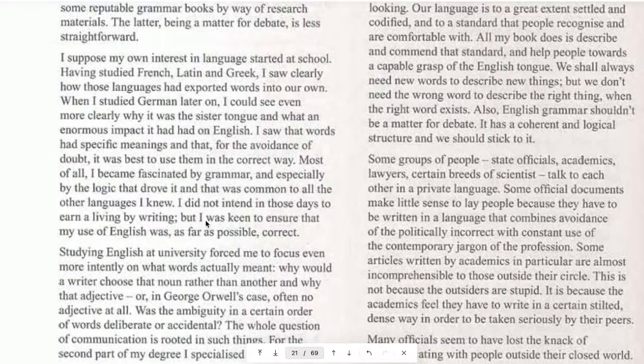Yes, that's right. Okay, here, most of all, I became fascinated by grammar. Here we are talking about grammar, and especially by the logic that drove it. That drove it here means that drove the grammar. And that was common to all the other languages I knew. When we say that was common, that means that was the same or similar. That means that English grammar is just the same as the grammar of other languages.